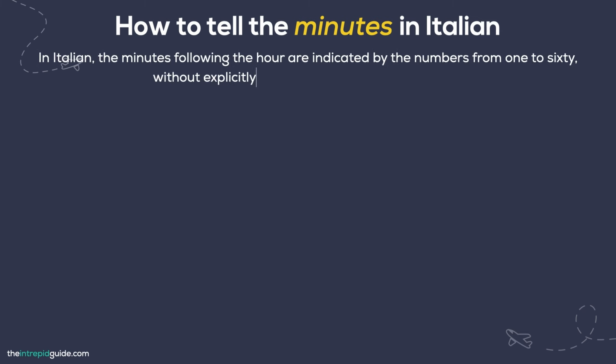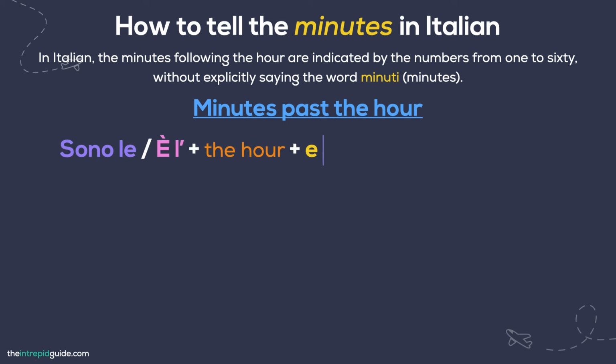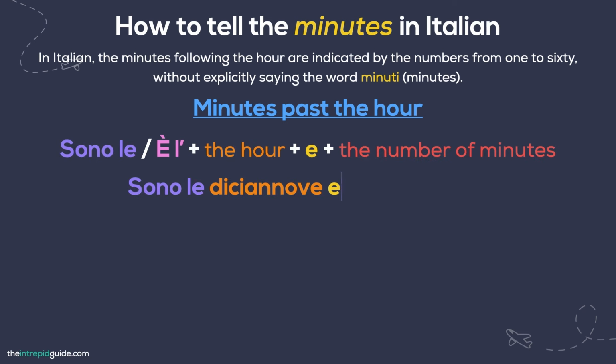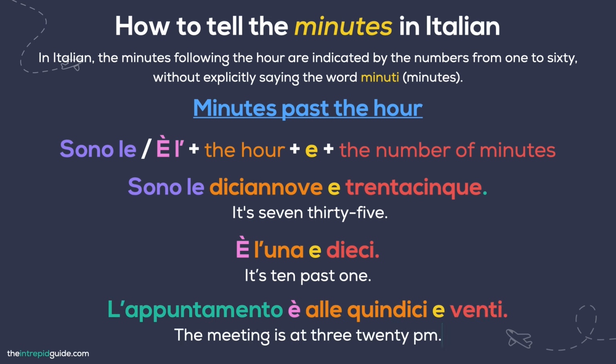Now that we know how to talk about hours in Italian, let's switch our attention to how to tell minutes in Italian. In Italian, the minutes following the hour are indicated by the numbers from 1 to 60 without explicitly saying the word minuti, minutes. To express time with the hour and minutes, Italians use the following structures. For minutes past the hour, we say Sono le 19:35. It's 7:35. È l'1:10. It's 10 past 1. L'appuntamento è alle 15:20. The meeting is at 3:20 p.m.